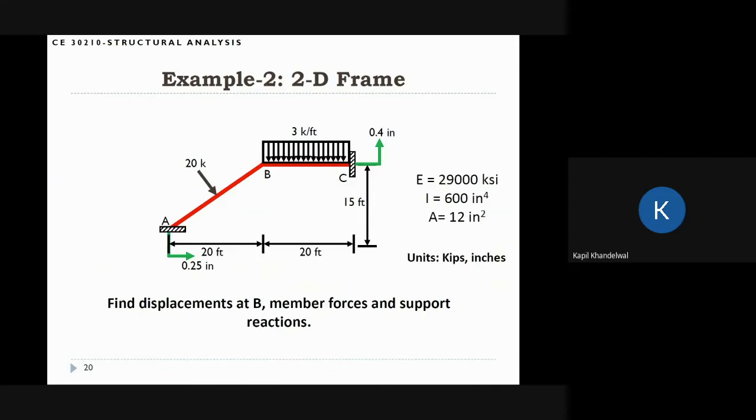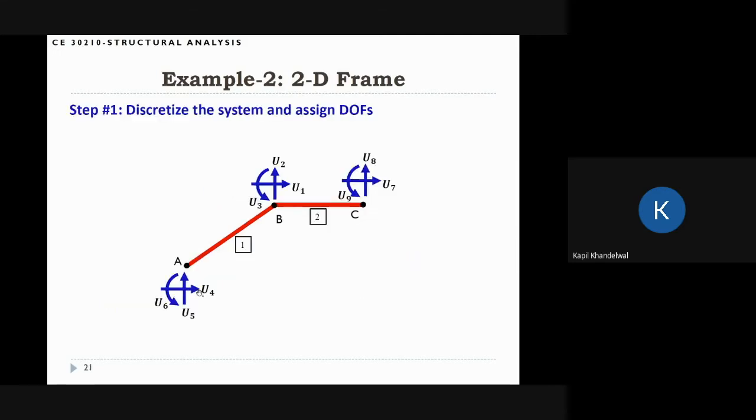So let's get started. First we want to assign the degrees of freedom. In this case, we are going to discretize into 2 elements, one AB and one BC, and we'll put the nodes at A, B, and C. The free degrees of freedom are only at B, so we will have 3 free degrees of freedom: 1 horizontal, 1 vertical, and 1 rotation. But we will still need the horizontal degree of freedom here and the vertical degree of freedom here to take into account these two displacements.